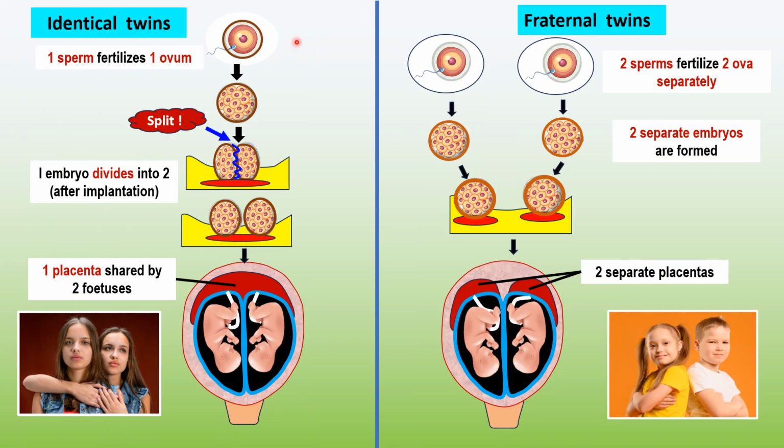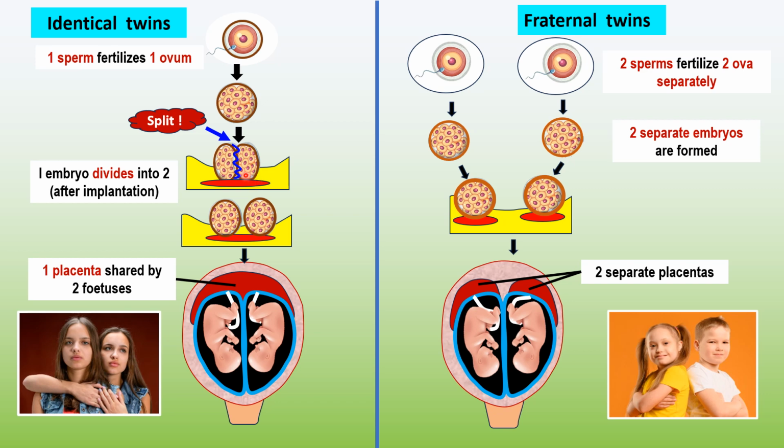This diagram shows us the formation of identical twins compared to fraternal twins. Now, for identical twins, firstly, one ovum was released into the fallopian tube in the menstrual cycle of the woman. And then one sperm fertilized that ovum and a zygote is produced. Then the zygote undergoes mitosis to become a ball of cells, called the embryo. Then the embryo implants into the uterine lining or the endometrium. So this so far is normal.